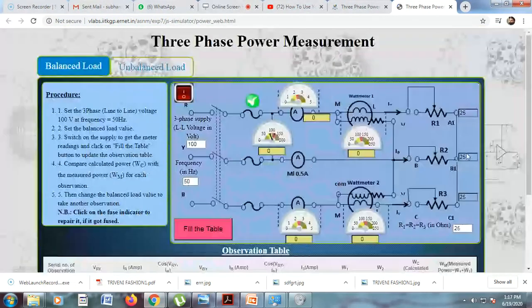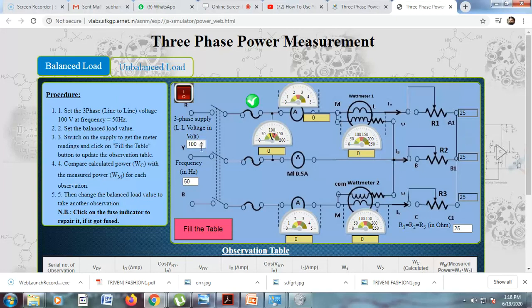Click here. This is the simulation page and you can see the circuit diagram of three-phase power measurement by the 2 wattmeter method. This is the ammeter, which is connected in line in series, and this is the voltmeter, which is connected between the two phases. Now this is wattmeter 1. The current coil is connected in series and the pressure coil is connected in parallel, and the two pressure coils are connected to a common phase, that is the Y phase, and this is the load, which is a resistive load. We can vary the load.